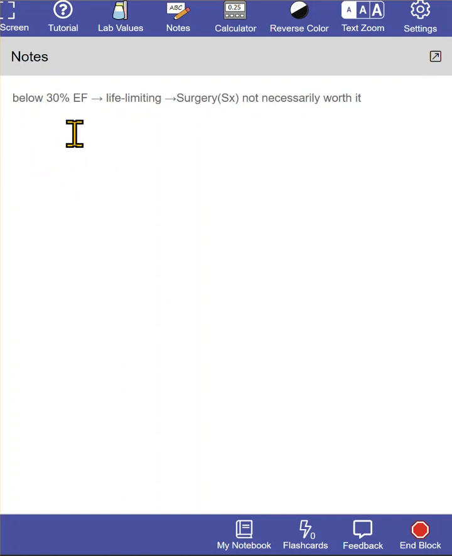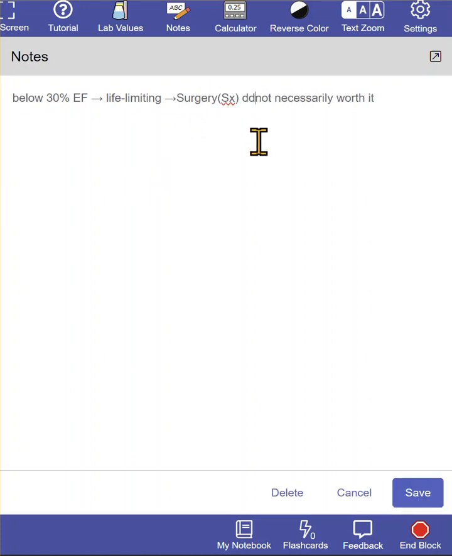So if your ejection fraction is below 30%, then it's life-limiting, and surgery is not necessarily worth it, because surgery might exacerbate your chances of survival, and your morbidity and your mortality might get so low that it isn't worth doing the surgery. So that was just a note that I took on this particular question, because it's counterintuitive why, if your ejection fraction is below 30%, that you might not do surgery.